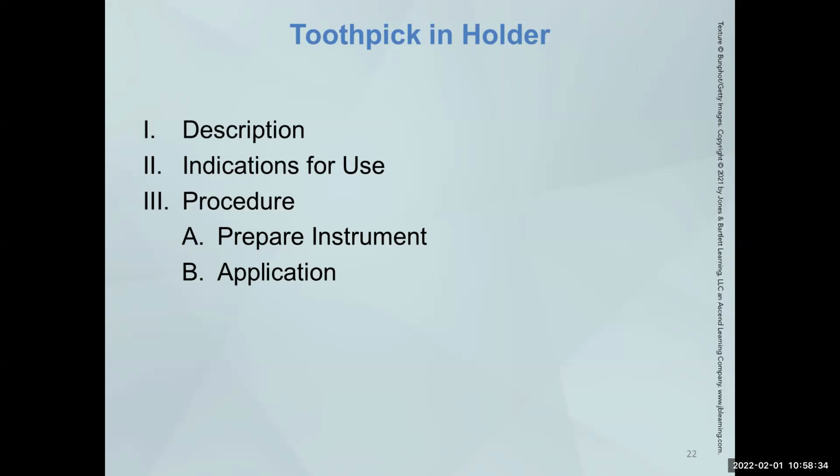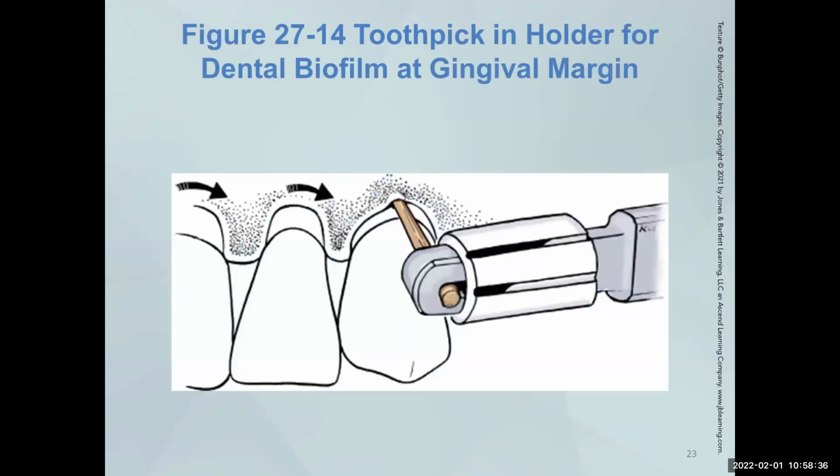Toothpick in a holder, the name brand for that is a Perioaid. We use this in perio. There is a little handle here with a knob. You put a round toothpick in, you tighten this up, and you break that toothpick off. And you can introduce that toothpick underneath the gum tissue. So you're massaging the gums and you're removing biofilm from underneath the gum tissues. It's great for furcation areas.